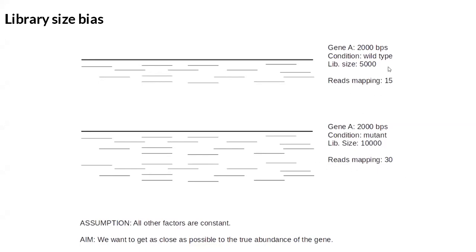So if you don't take the library size into account as of now, you might think that gene A is getting overexpressed in the mutant as compared to gene A in the wild type, which has just 15 reads mapping to it. But when you take the library size into account and you normalize for it as you did for gene length... The library sizes, when you say library size is 5,000, is it 5,000 unique reads, or is it including the repetitions?